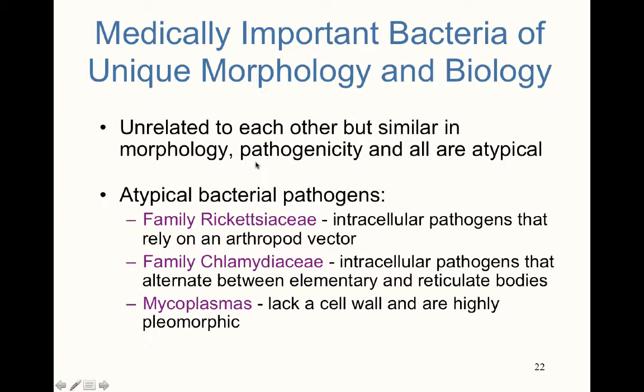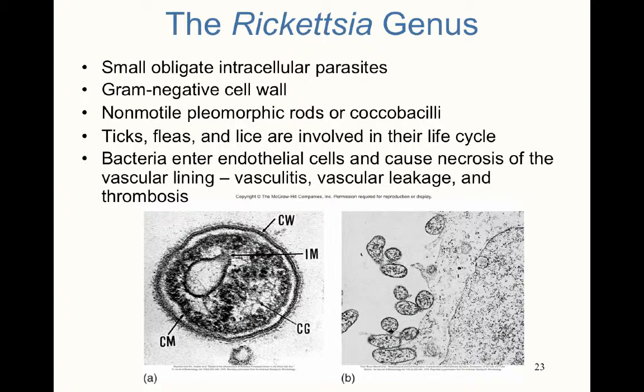Now, a few others to mention here. So 3 atypical groups of bacterial pathogens: the rickettsias, chlamydias, and the mycoplasmas. So rickettsias, similar to viruses, they're small obligate intracellular parasites. They were actually previously thought to be a virus, but they are just very teeny bacterial cells. They're non-motile, and they're pleomorphic rods or coccobacilli. And insects are involved in their life cycle. So arthropod transmitted diseases, we'll see ticks, fleas, and lice.